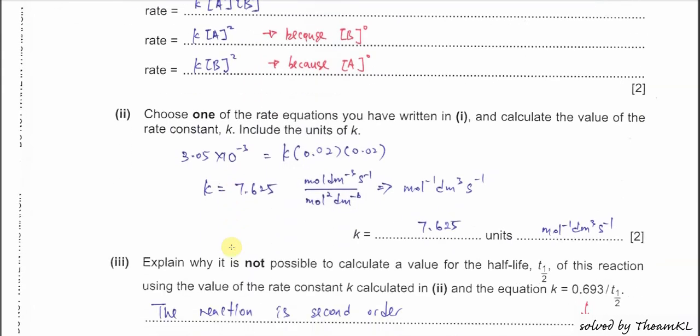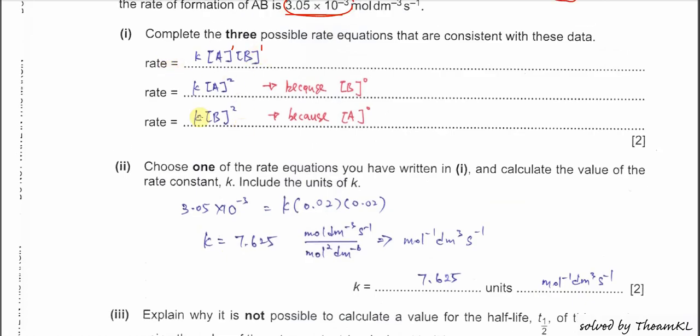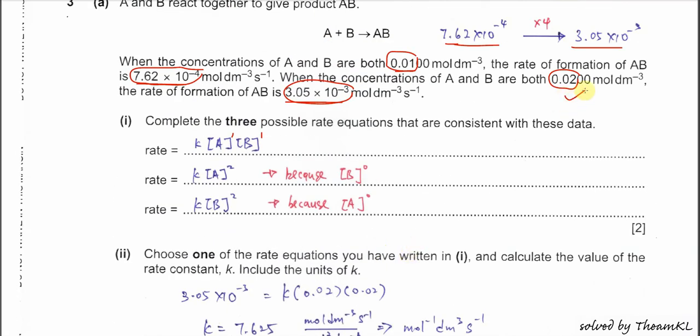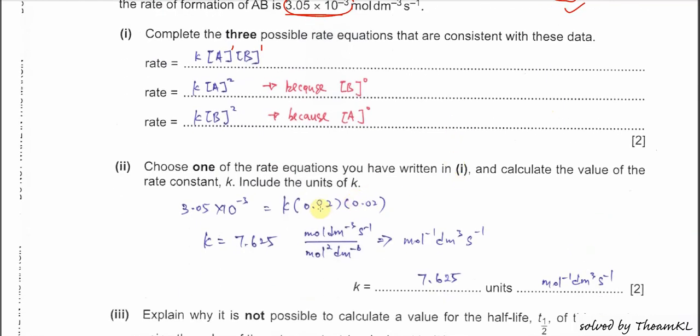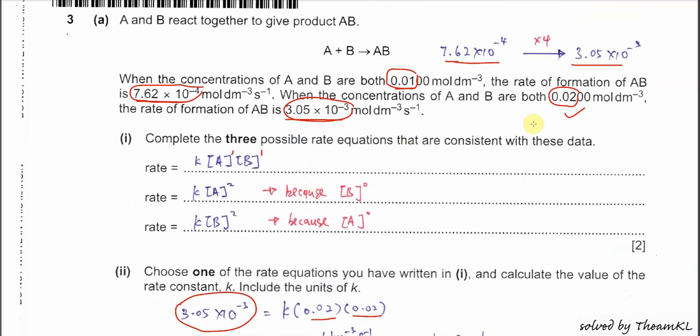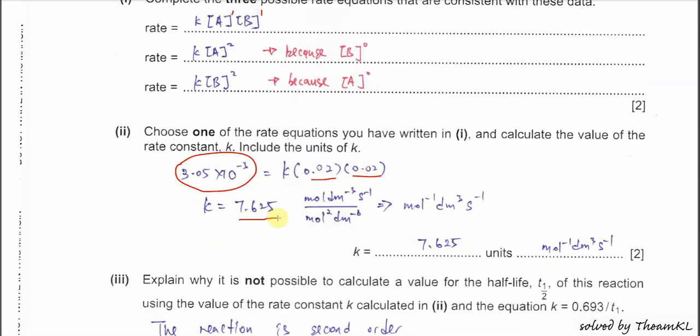Now part 2. Choose one of the rate equations you have written in part 1 and calculate the value of the rate constant including the unit. We just use the first one. So the rate is equal to k times the concentration of A and the concentration of B. Because the concentrations are already given, both A and B are 0.02, we just use 0.02 times 0.02. This is the k we need to find, and this is the rate for the higher concentration here. Then rearrange, and you should get 7.625.